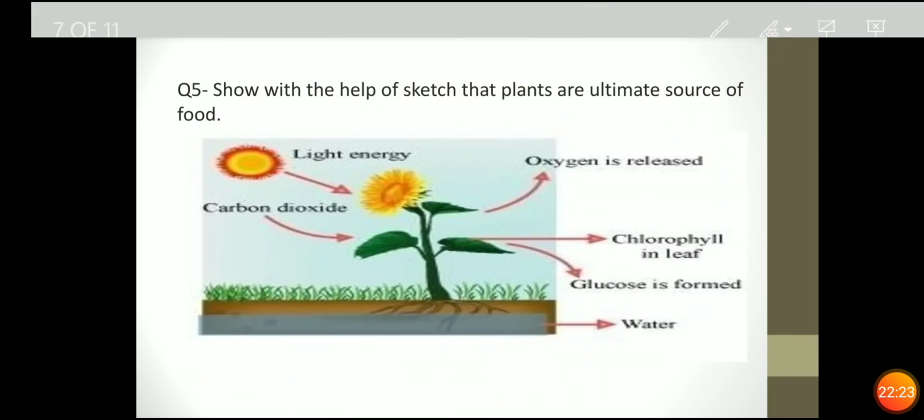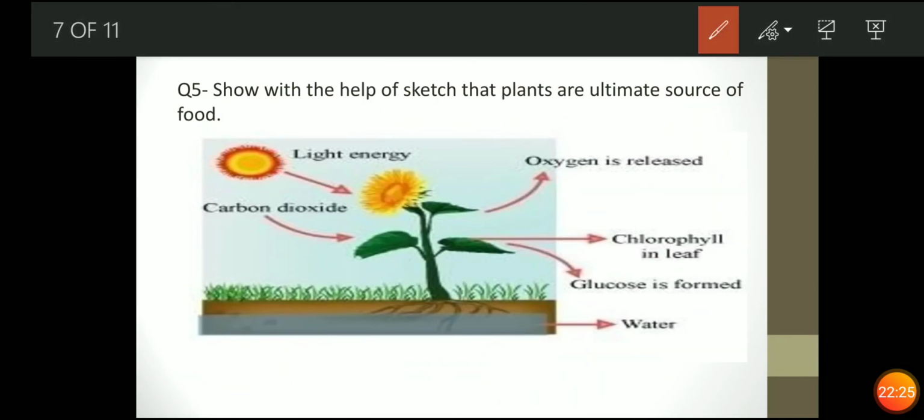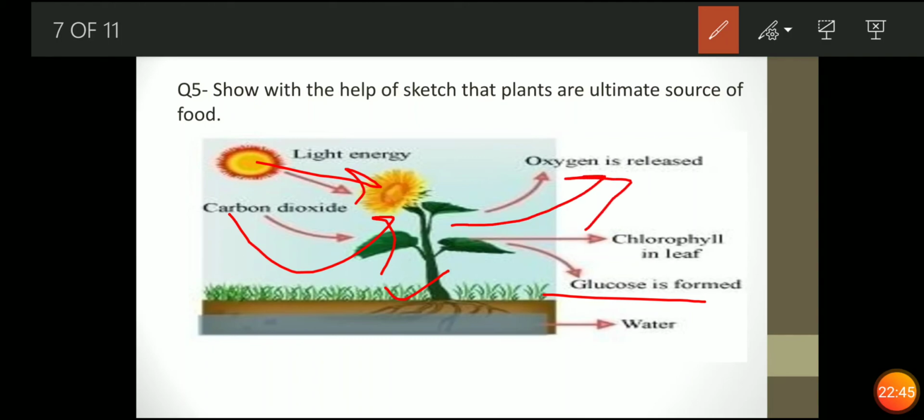Now show with the help of a sketch that plants are the ultimate source of energy. Why are plants the ultimate source of energy? They take the light energy, carbon dioxide from the air, and then they make glucose, which is taken by the other organisms, and they release oxygen, which is also taken by the other organisms. That means plants are the ultimate source of energy or for food also.